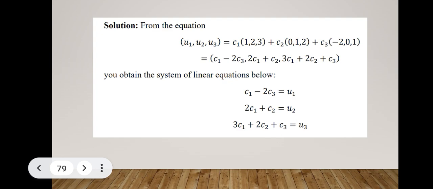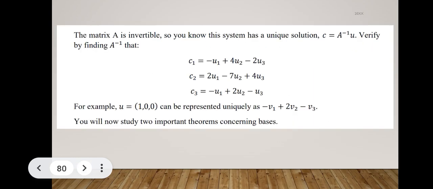equates into c sub 1 minus 2c sub 3, 2c sub 1 plus c sub 2, 3c sub 1 plus 2c sub 2 plus c sub 3, because we add the two. So you obtain the system of linear equations below. c sub 1 minus 2c sub 3 is equal to u sub 1. 2c sub 1 plus c sub 2 is equal to u sub 2. 3c sub 1 plus 2c sub 2 plus c sub 3 is equal to u sub 3.